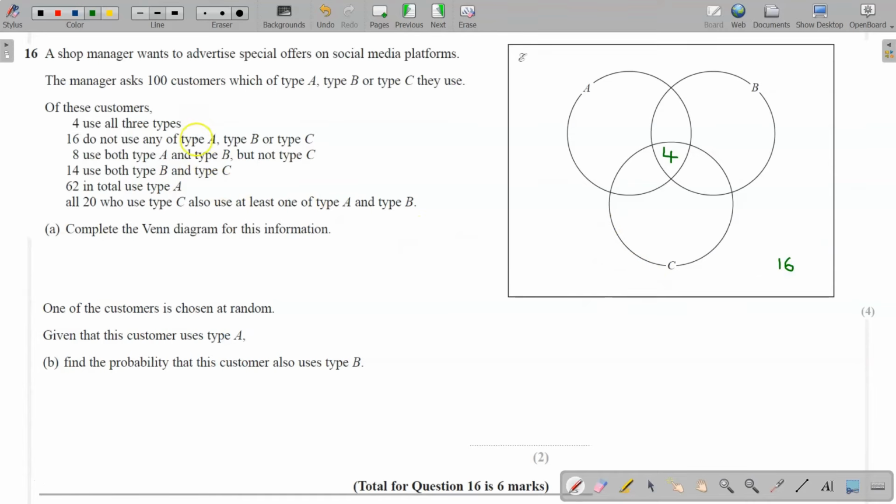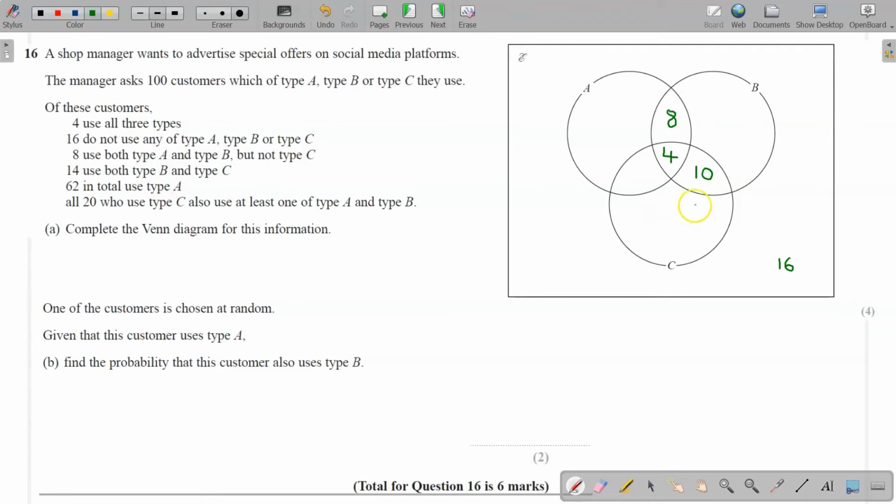Okay, so we've accounted for the first 2 lines. Now, 8 use both type A and B, but not C. So this is A and B here and not C, because if it was C as well, it would include that bit. Now we have 14 use both type B and type C. So B and C together, where they overlap, is 14. But we've already got 4 in the middle, so there's only another 10 left, which go in there.